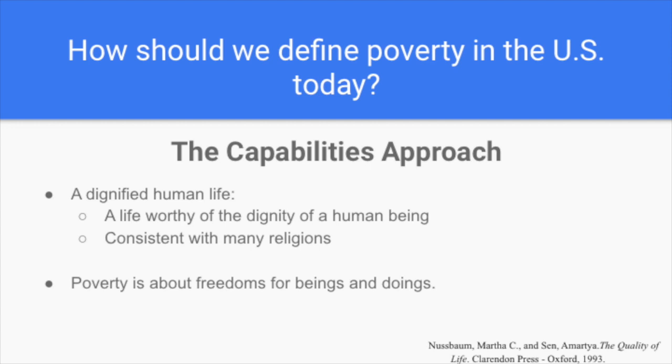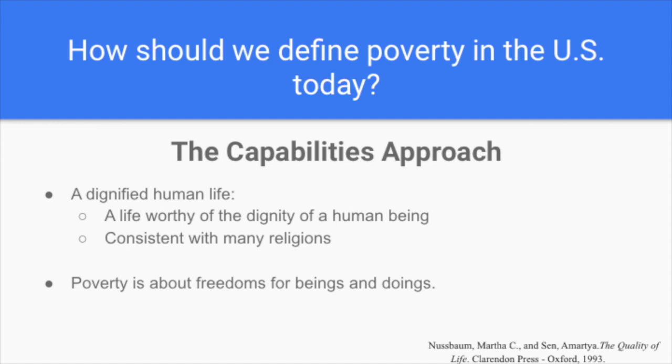How should we define poverty in the U.S. today? With the capabilities approach. It starts with what it means to live a decent and dignified human life, asking many fundamental philosophical questions. A dignified human life is a life worthy of the dignity of being a human being. It is an explanation of the ways the government ought to be that is not predicted by a specific religion or perceptions of the good, but is consistent with many religions.